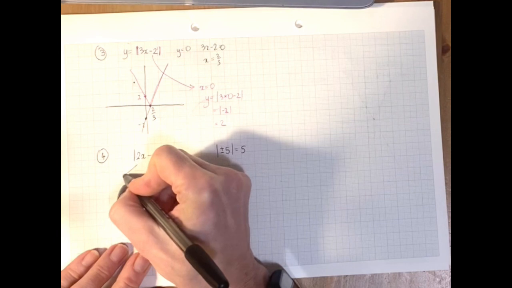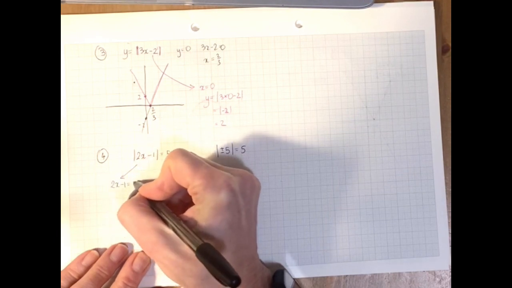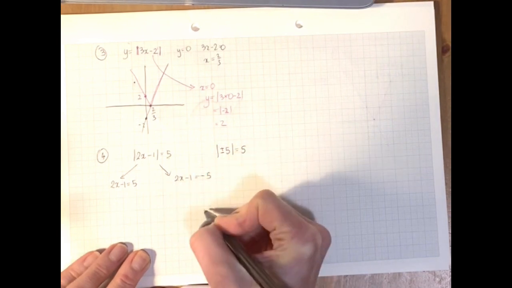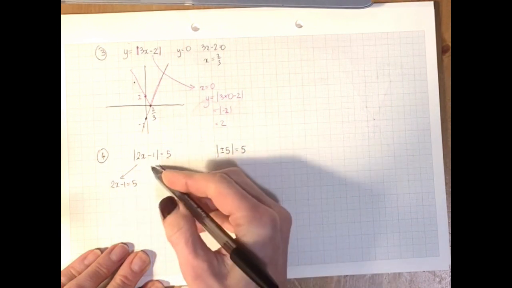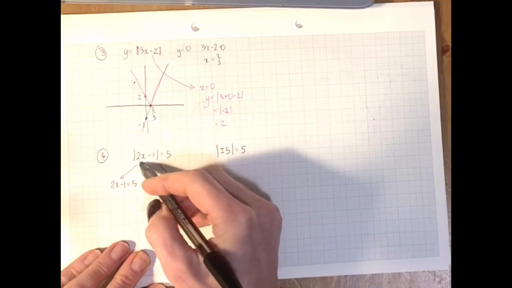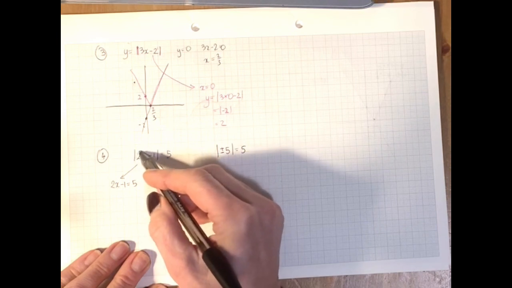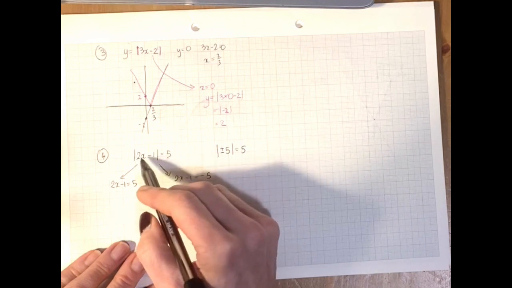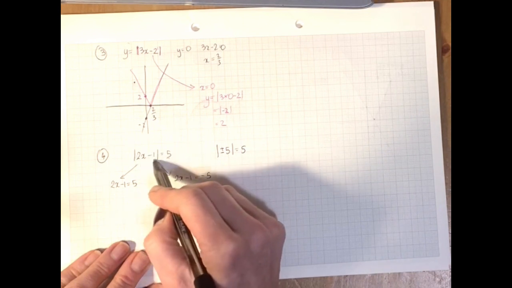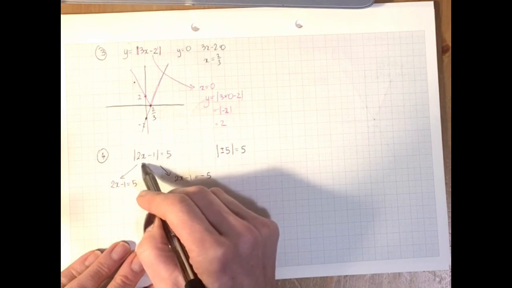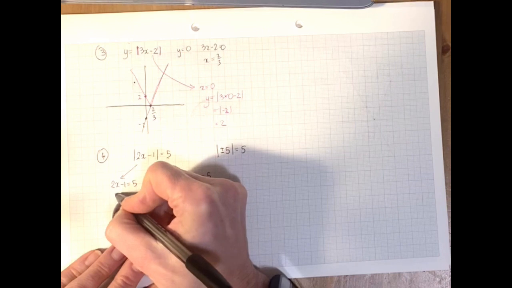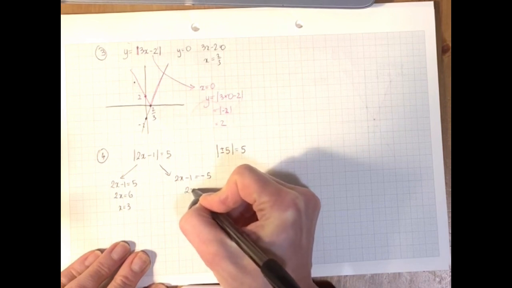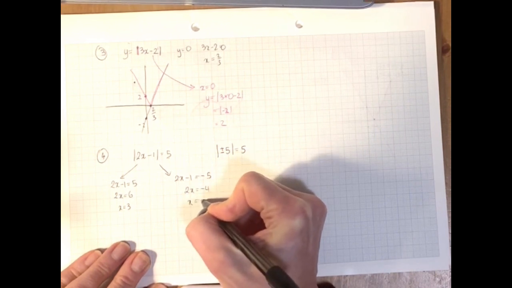So we can solve two equations. 2x minus 1 is equal to 5. 2x minus 1 is equal to minus 5. Sometimes people just change this expression into minus 2x plus 1 and make it equal to 5. So either change 5 into plus or minus 5, or change this into minus 2x plus 1. So solving the equations, you have 2x is equal to 6, x is equal to 3, and here 2x is equal to minus 4, x is equal to minus 2.